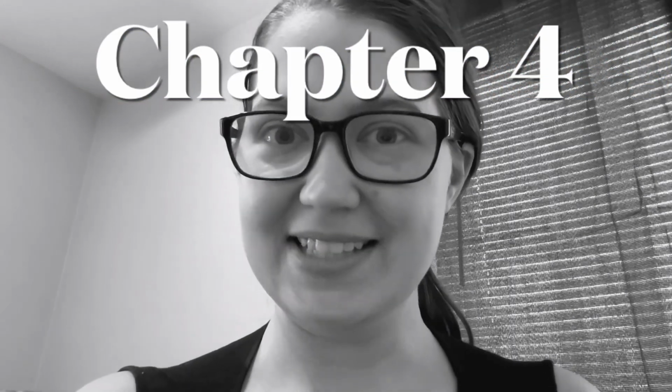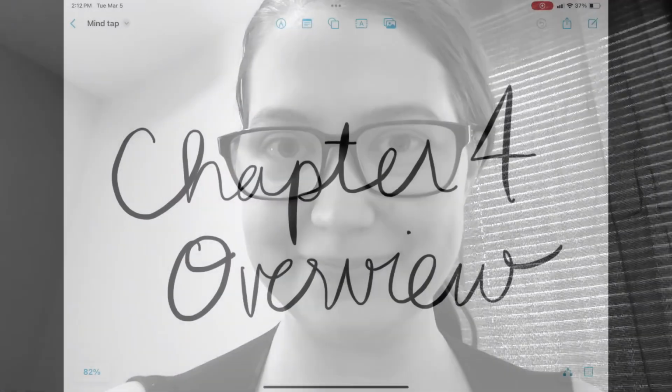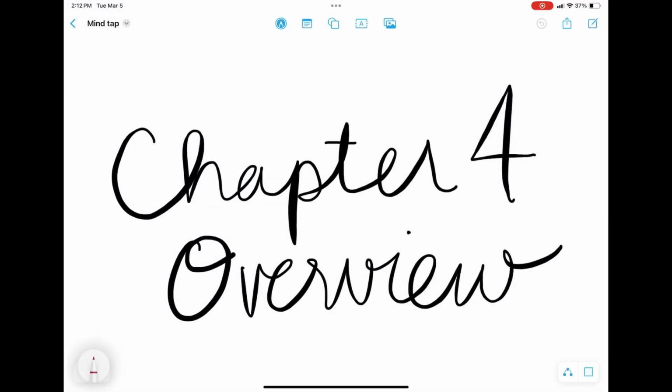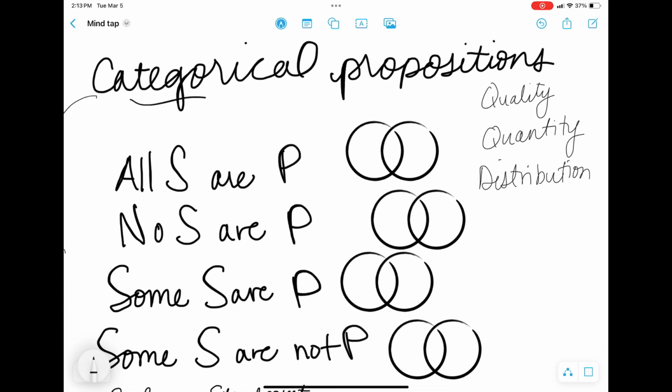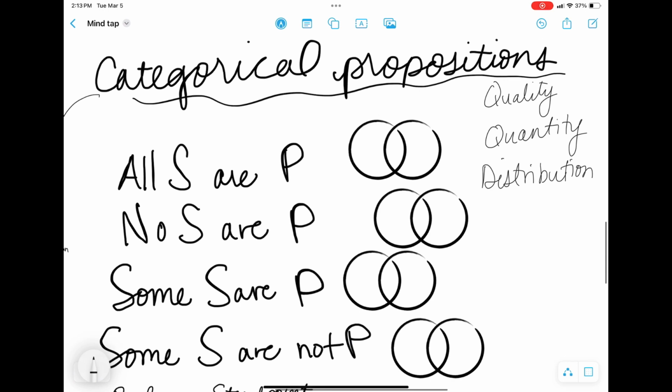In 5 minutes or less, let's see if we can go over some of the main concepts from Chapter 4 of our textbook. So Chapter 4 is all about categorical propositions and the inferences we can make based off them and the operations we can do on them. So let's start with the 4 standard form categorical propositions.